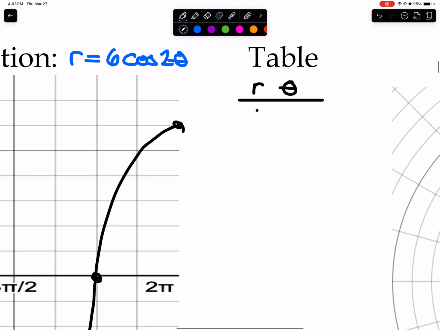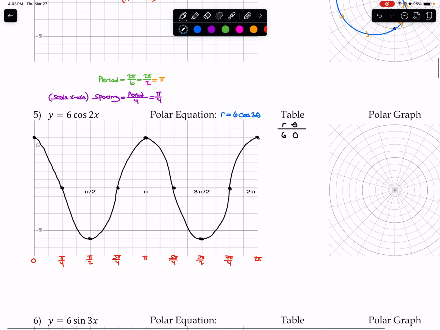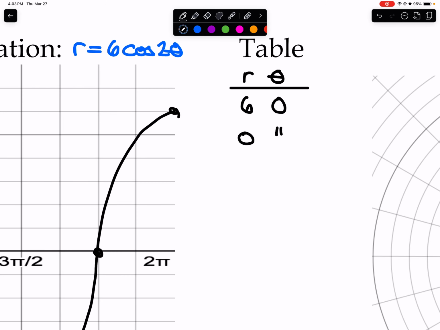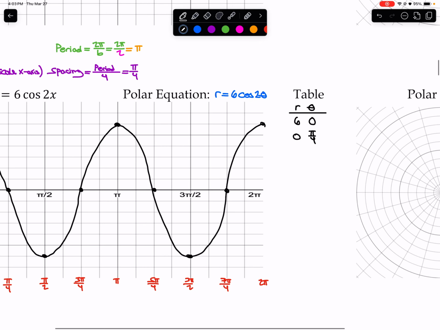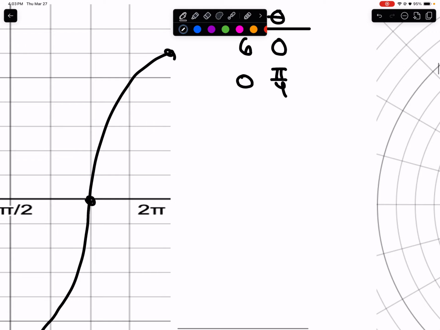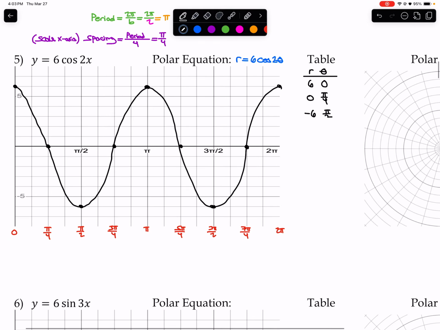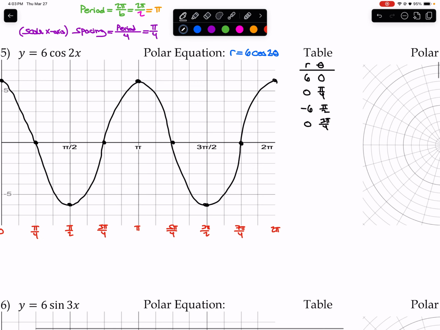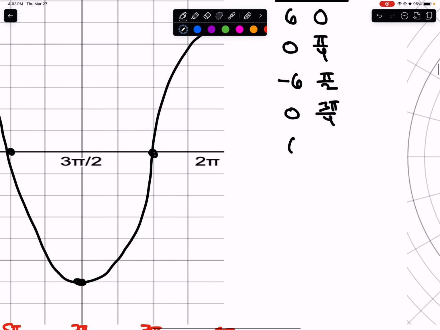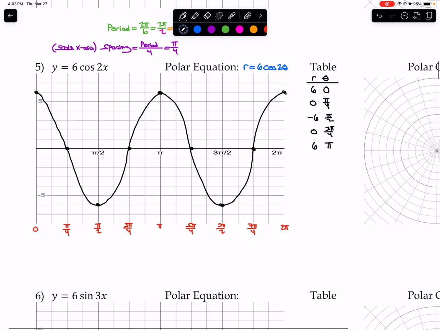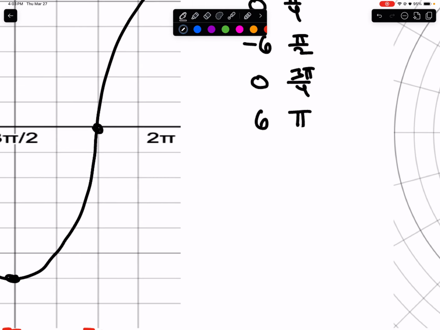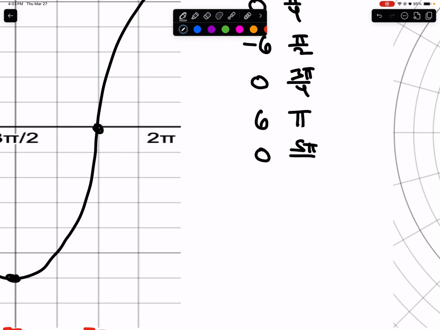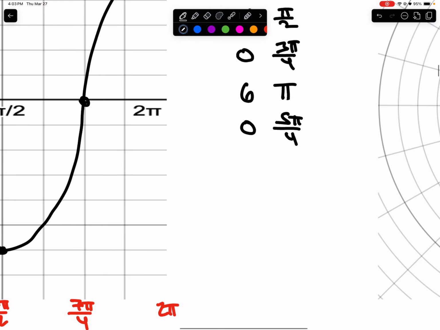So this would be 6 in the direction of 0. And then I'm going to have 0 in the direction of pi over 4. So we are going to cross the pole here. And then we're going to have a distance of -6 in the direction of pi over 2. And then we're going to do a distance of 0 in the direction of 3 pi over 4. And then we're going to go 6 in the direction of pi. And then we're going to do 0 in the direction 5 pi over 4. Then we're going to do a distance of -6 in the direction 3 pi over 2.